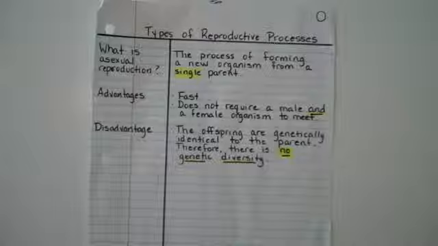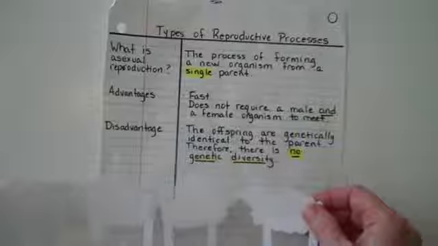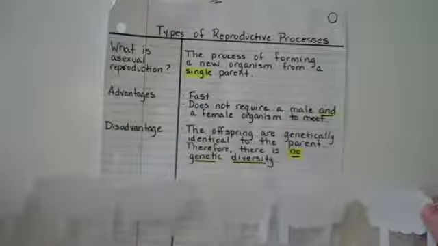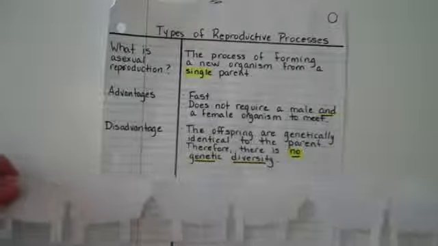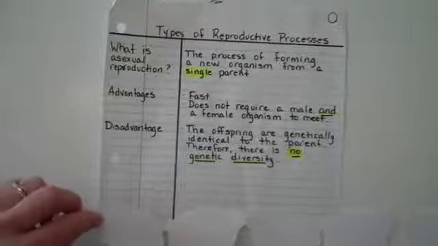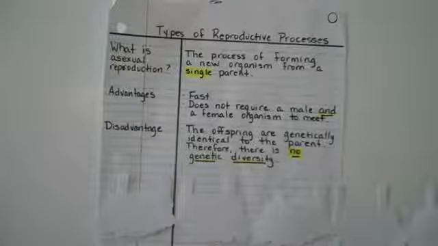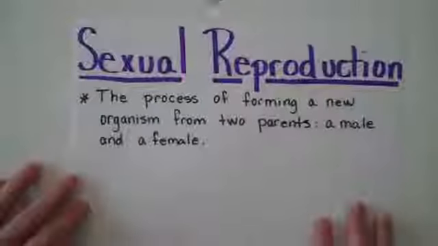The offspring are genetically identical to the parent. Therefore, there's no genetic diversity. That can be a problem if the original parent has a gene for cancer or a life-threatening condition. All of the offspring will be genetically exactly the same, and if it's a fatal problem, the offspring will suffer that fatality as well. There's another type of reproduction, and it's called sexual reproduction.